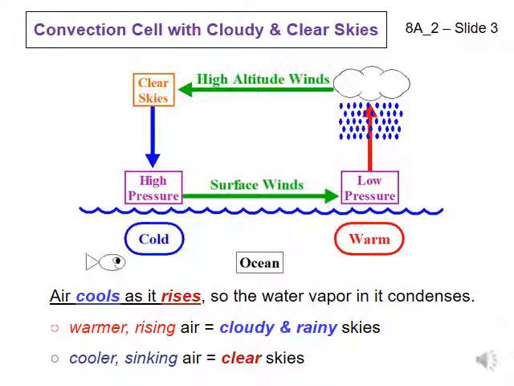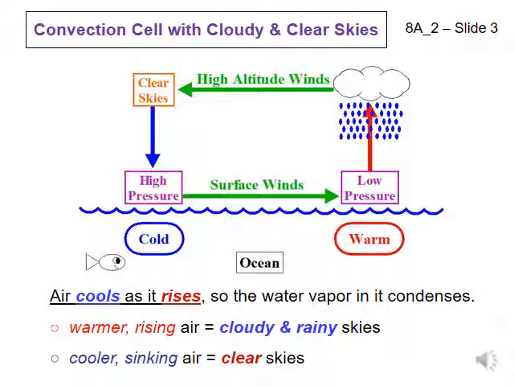Slide 3. Convection cells, and cloudy skies and clear skies. In the previous unit, we learned that as air rises, it cools, causing the water vapor in the air to condense into clouds and rain, if enough water vapor is present in the air. If we apply this idea to a convection cell, clouds and rain will be more common above the warm spot, the place where air is rising.